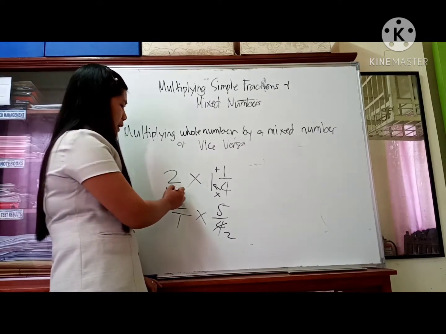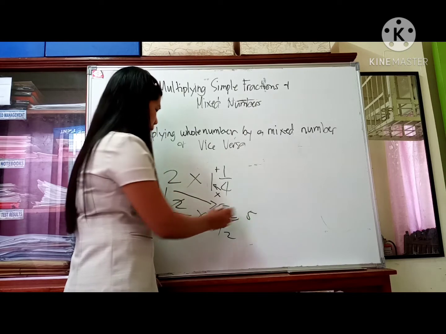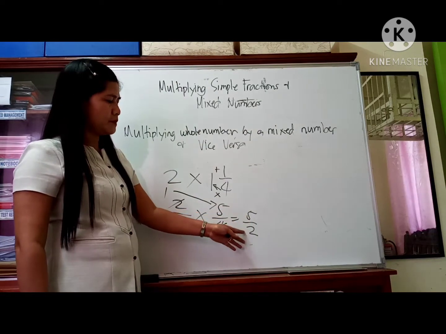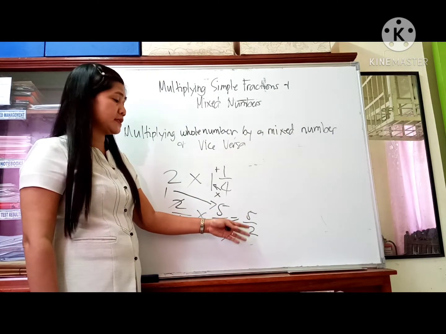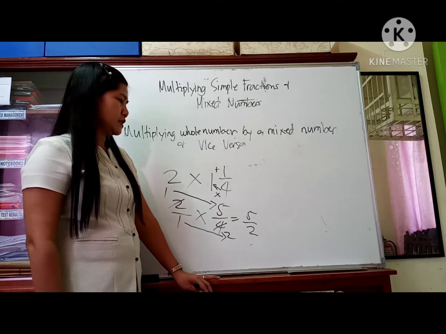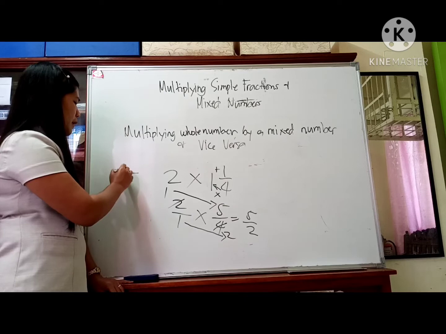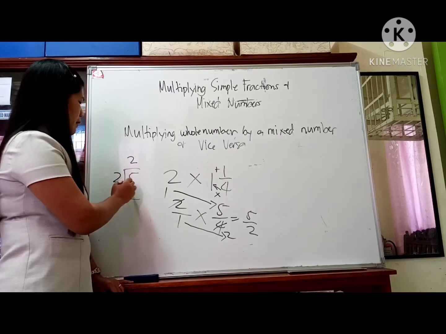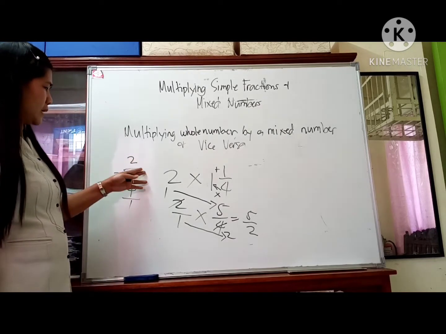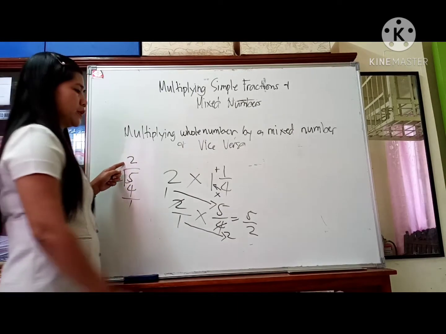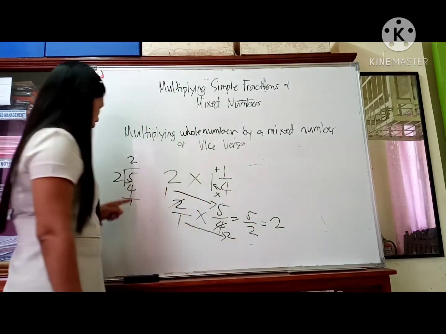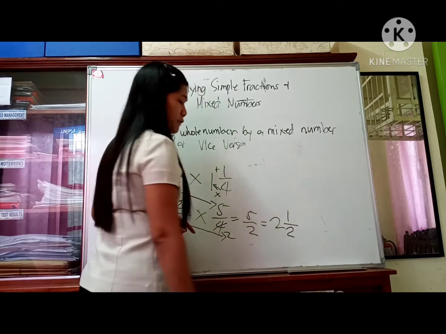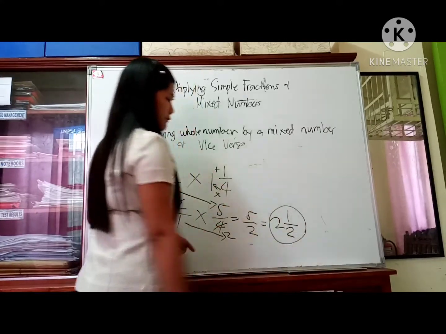So you are going to multiply now. 1 times 5 is 5. 1 times 2 is 2. So again, 5 halves is an improper fraction, so you must change it into a mixed number. Just divide 5 by 2. 2 times 2 is 4. 5 minus 4 is 1. So your answer should be, the whole number is 2, then the numerator is 1, and copy the denominator 2. So your final answer is 2 and 1/2.